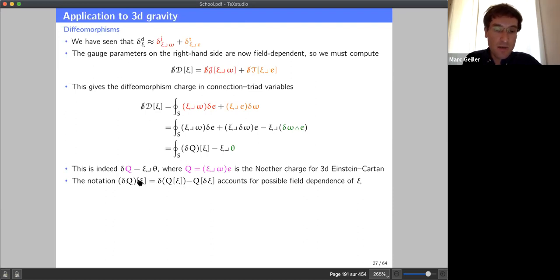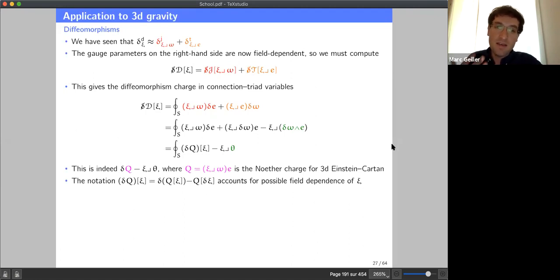I'm saying that delta Q evaluated on psi is the same as the variation acting on. So you see, after the equality, delta of Q of psi, with this notation, I'm implicitly assuming that delta hits the vector field as well. So because of this, I'm subtracting the charge evaluated on the variation of the vector field. So you see that if the vector field is field independent, delta psi is 0, and this notation doesn't change anything. I can use any notation, there is no ambiguity.